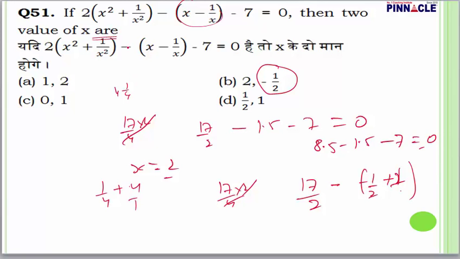However, I said that it should be greater than 2, but if I put here minus 1 by 2, it means x should be in such a way that it represents a value greater than 2. So the answer would be, in this case, B. If you put any other value, it will not satisfy.